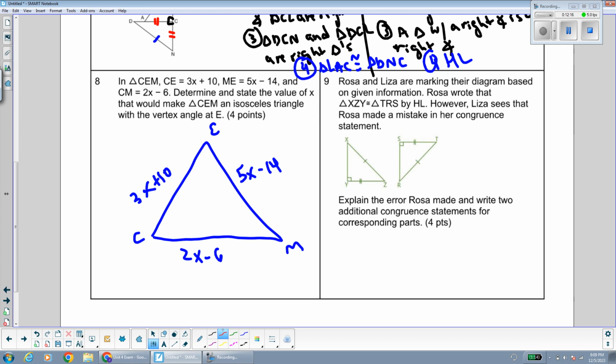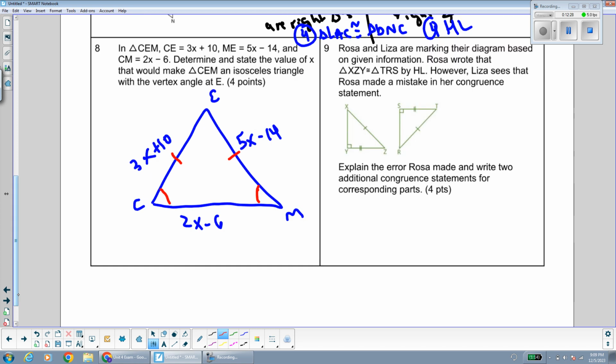Since this is an isosceles triangle, we know that the sides opposite the congruent angles are congruent as well. So I get an equation that says 3x plus 10 is equal to 5x minus 14. Let's take a second and solve our equation. I'm going to subtract 3x from both sides, and over here I get 2x. I'm going to add 14 to both sides, that's 24, so x is equal to 12. And that's all it was looking for, just your x value.